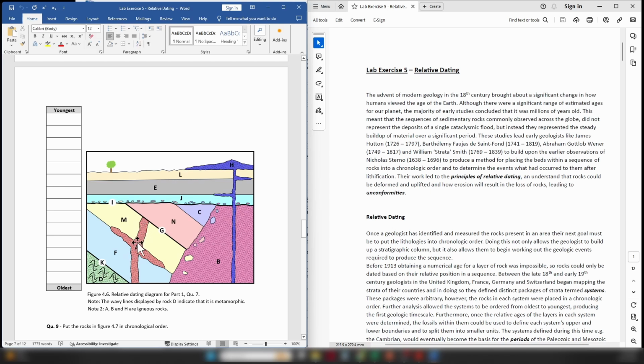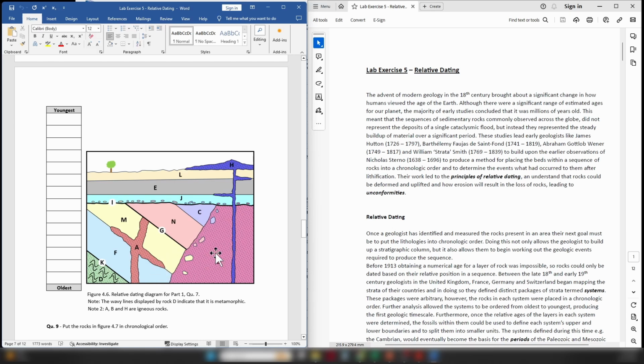We also have an intrusion, a dike here spreading out to a sill here. That's labeled as A. And you can see that it's quite clearly cutting across some layers of rock. But you can also see that A has been truncated, cut by this unconformity here, which is G. So that's also going to be important in putting things into the correct order.